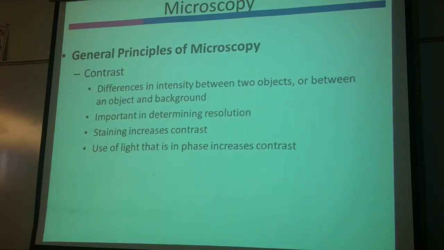Contrast. So contrast is the difference in intensity between two objects, so the object and the background. It's very important in determining resolution. The higher the contrast, the easier it is to tell apart if you have multiple objects. And this is why we use staining and light that is in phase. So by changing that light, you help to change that contrast.